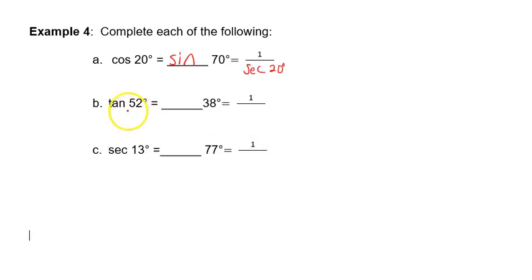So moving on to B, if I have 52 and 38, those are complementary. Tangent of 52 will be the same thing as the cotangent of 38. And then I'm going to go back to the beginning for this fractional relationship. Tangent of 52 would be 1 over the cotangent of 52.